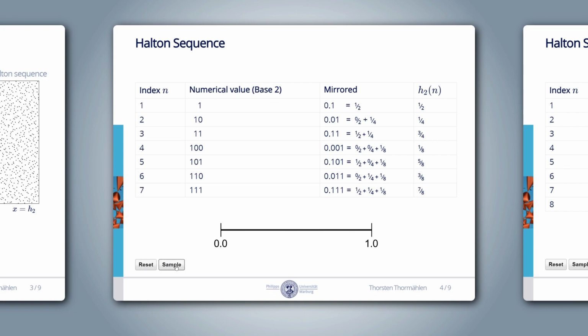The first sample is in the middle at 0.5. After 3 samples we have covered all the quarter positions. After 7 samples we cover all the multiples of 1/8. And this would continue, multiples of 1/16, multiples of 1/32, and so on.